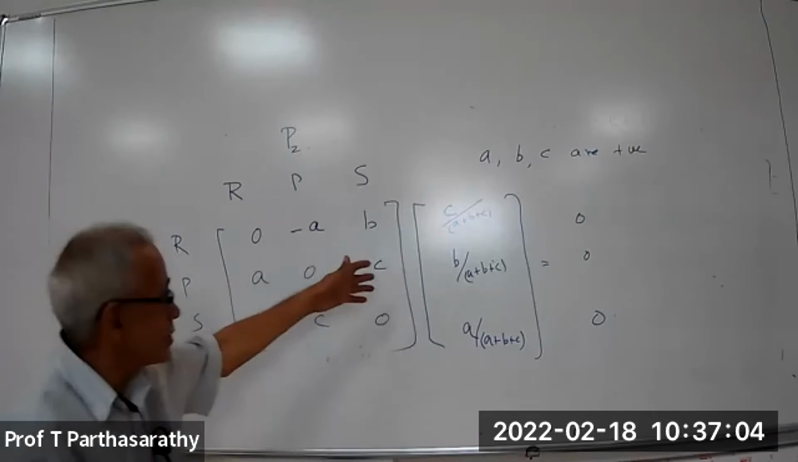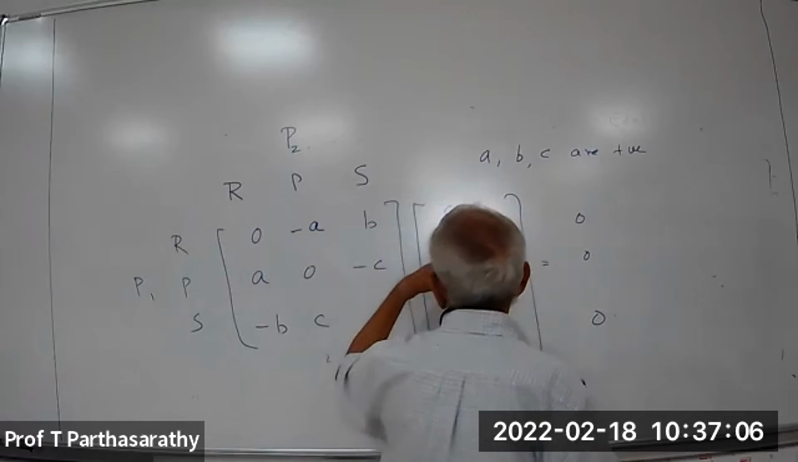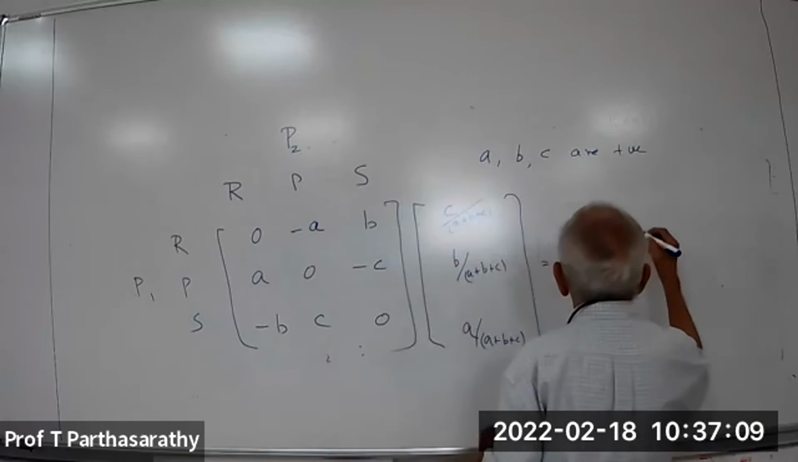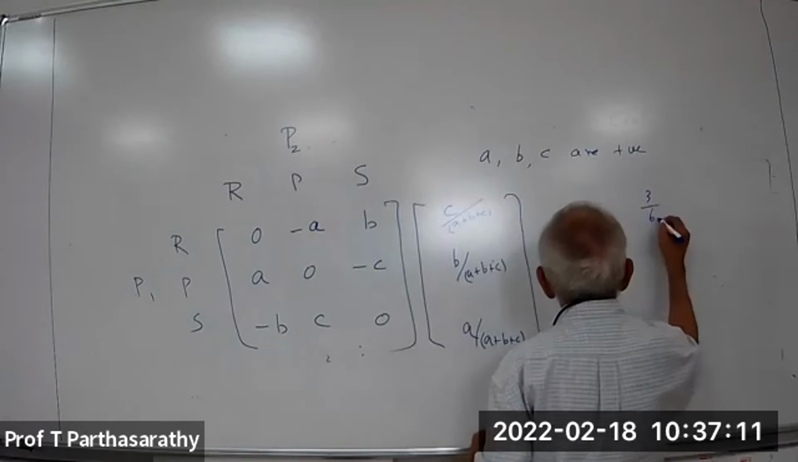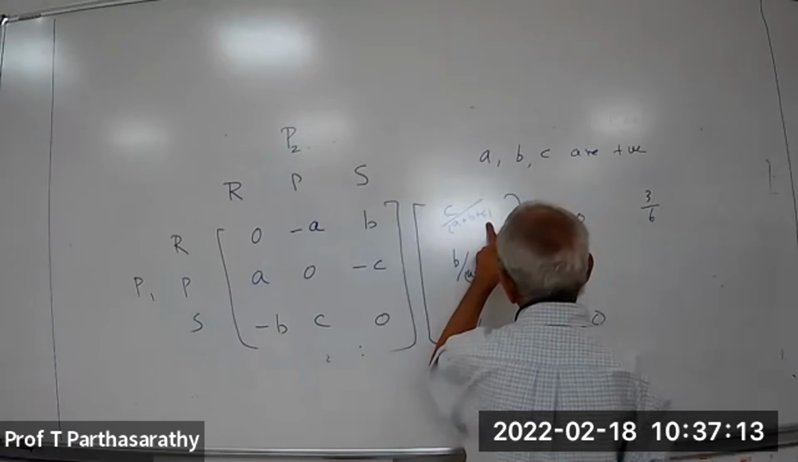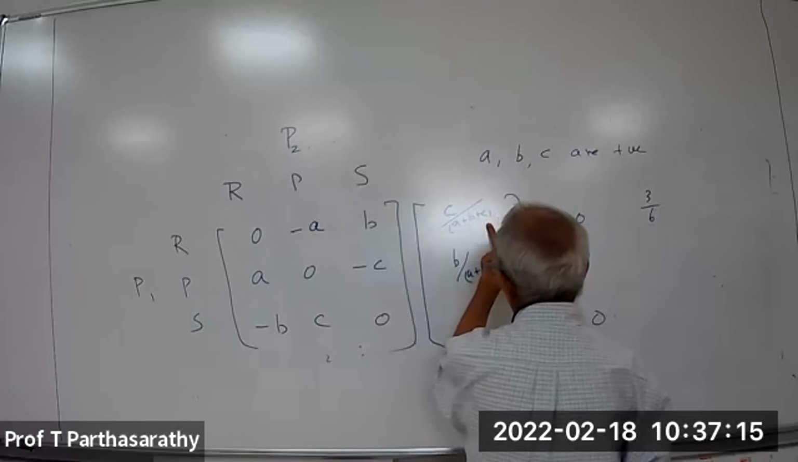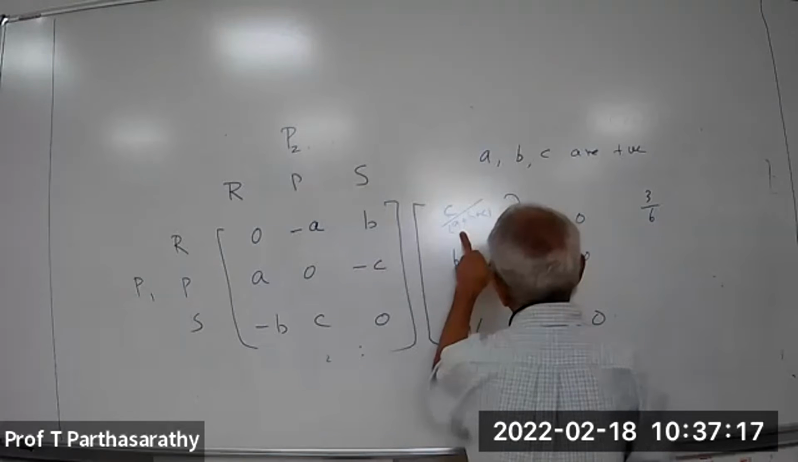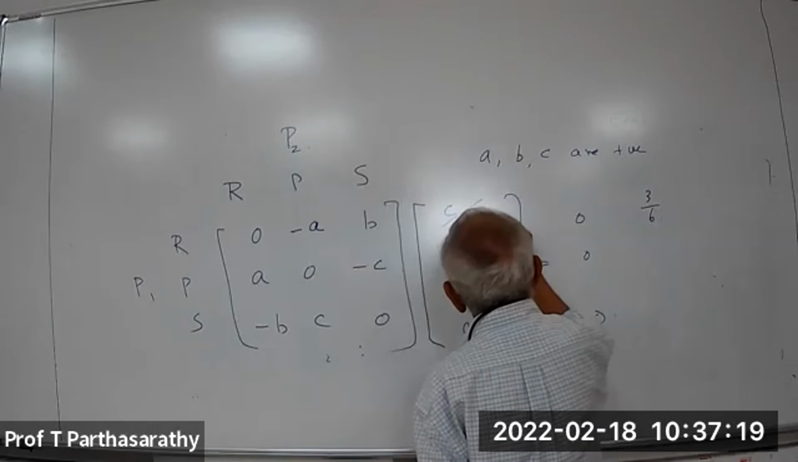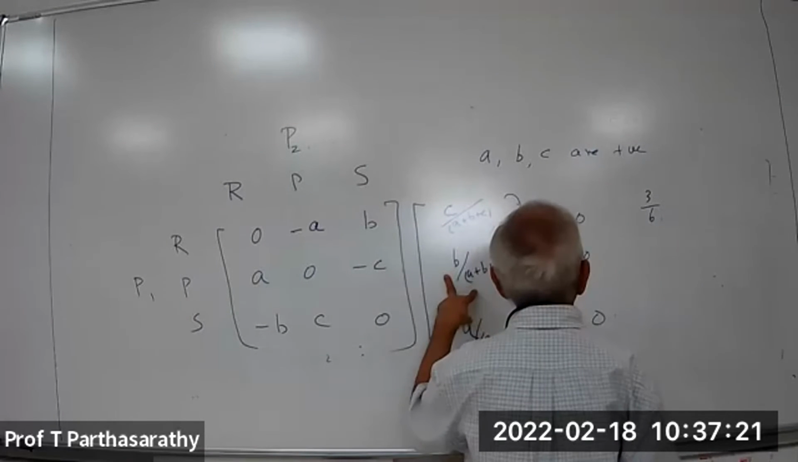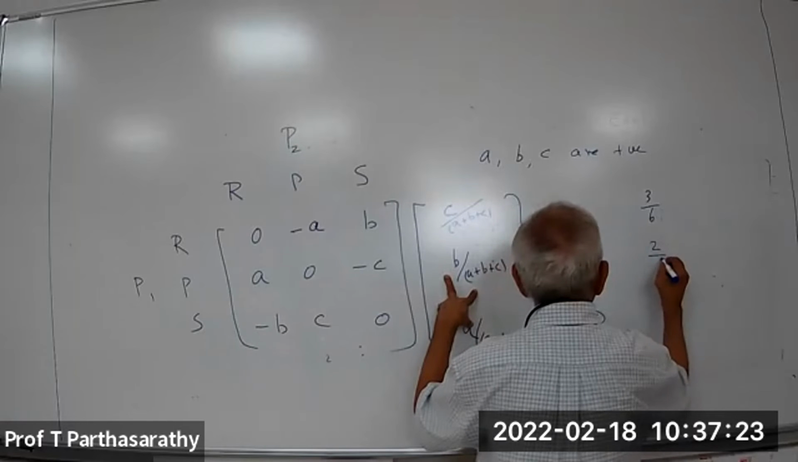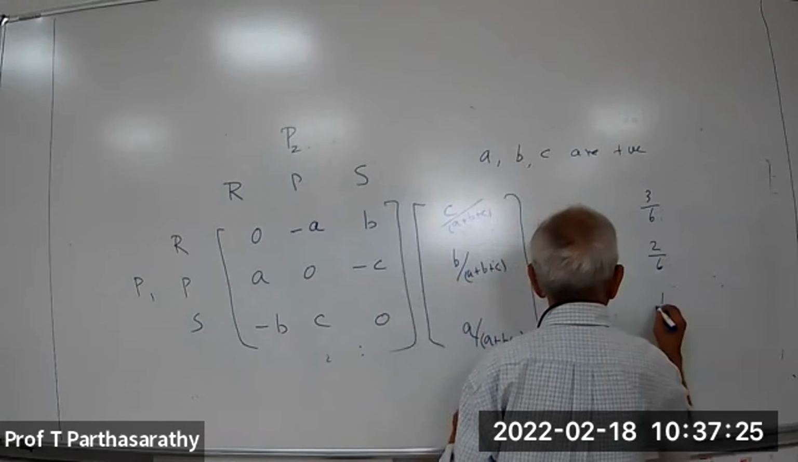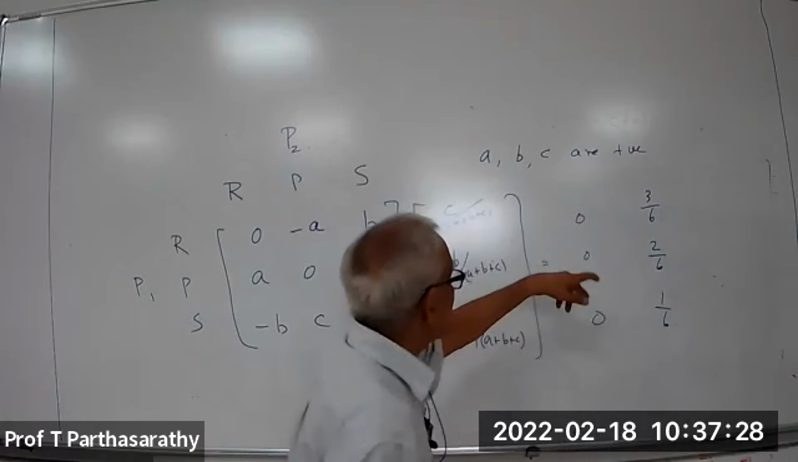Suppose these probabilities turn out to be something like this. I'll give some numbers maybe. 3 by 6. How I got it: I'm taking C as 3, B as 2, and A as 1. 1, 2, 3. I'm just giving some numbers. So this is 2 by 6, 1 by 6. This probability vector turns out to be this.